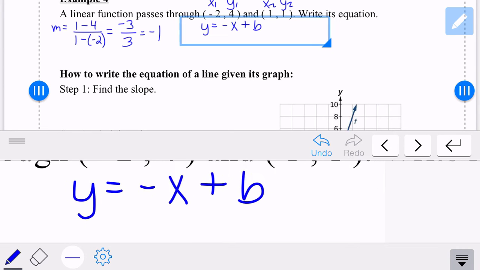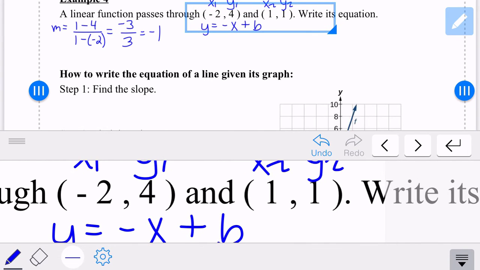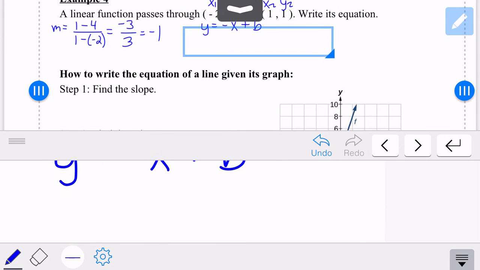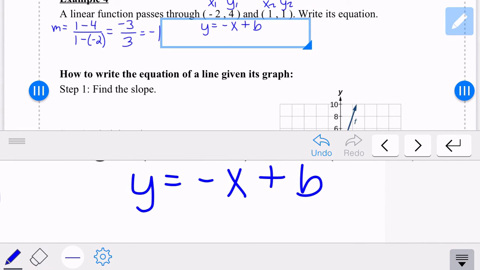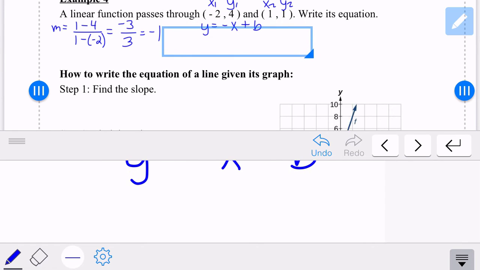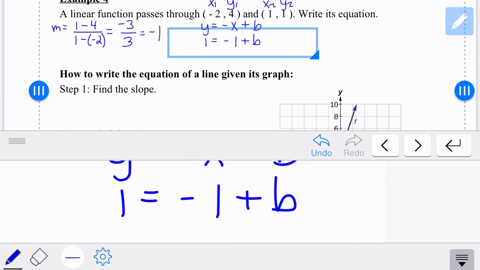Well, an easy way to go about this is going to be to pick one of our points and plug that into our equation, because any point on the line should work in your equation for the line. So let's pick the point 1, 1. So we're going to put that in as our x and our y into our equation right now, and then that's going to be able to let us solve for b. So I would have 1 equals -1 plus b, plugging in 1 and 1 for x and y.